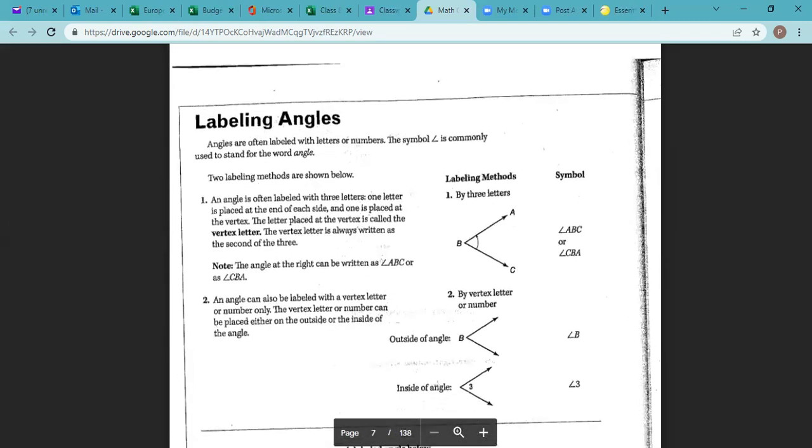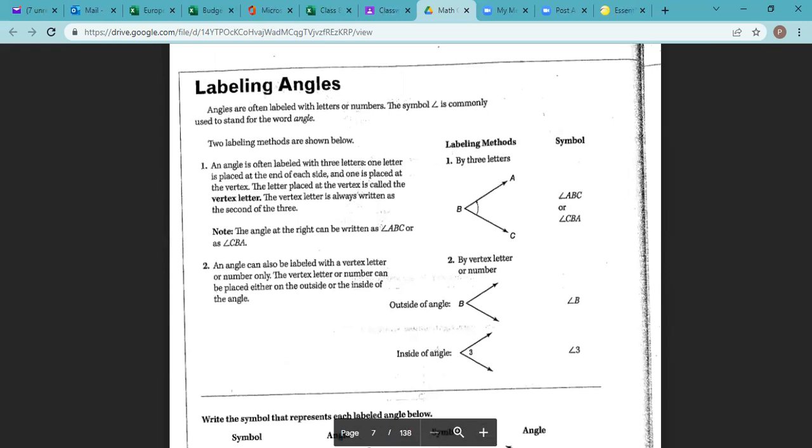Okay, next page. We're going to talk about labeling angles. Now, labeling angles is, I think, pretty easy. When you start looking at it, it looks like a bunch of mumbo jumbo directions, but I'm going to break it down.